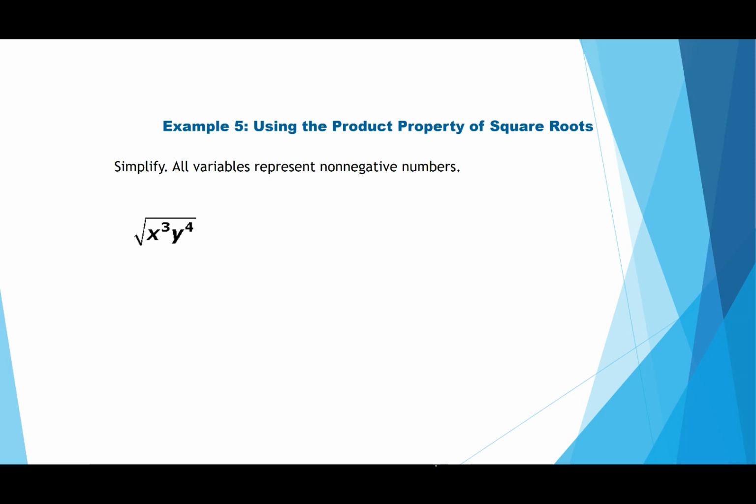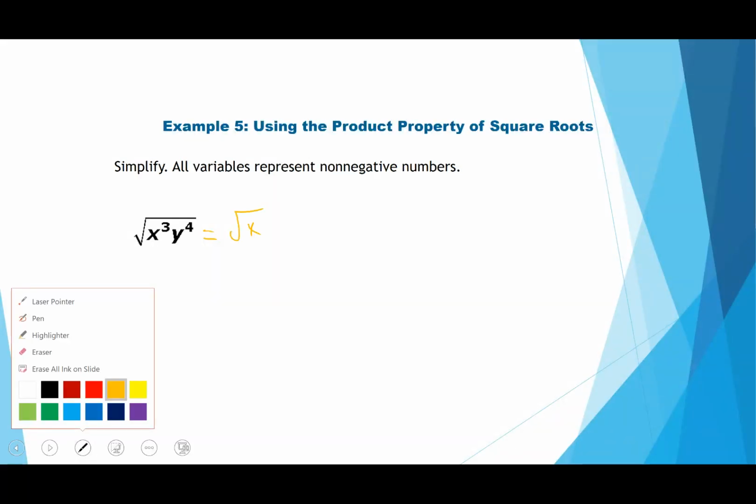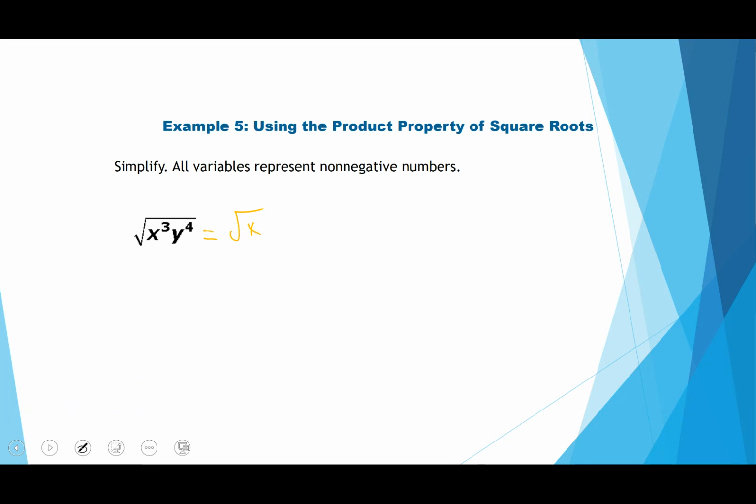So let's look at this one, and let's use that rule where we can separate these two out. So the square root of x to the third. Oops, I'm in a bad color here. Let's use red. Okay. So separate these out: square root of x to the third times the square root of y to the fourth.